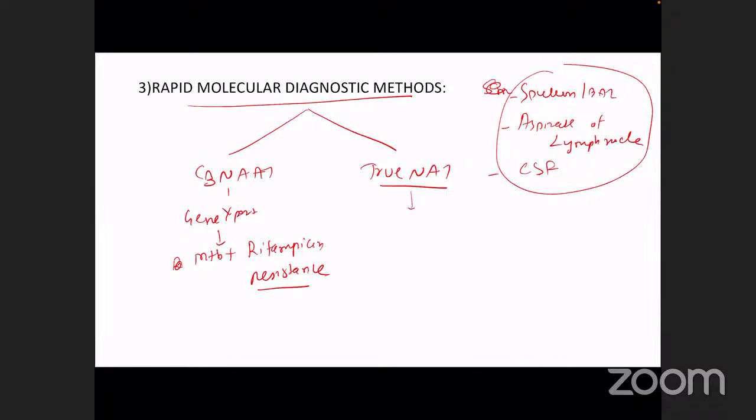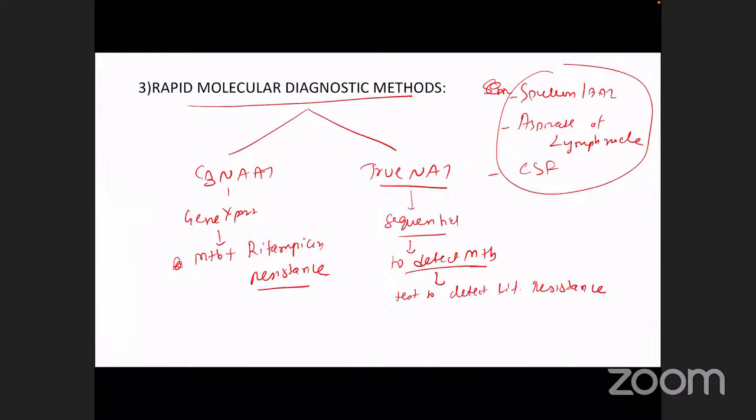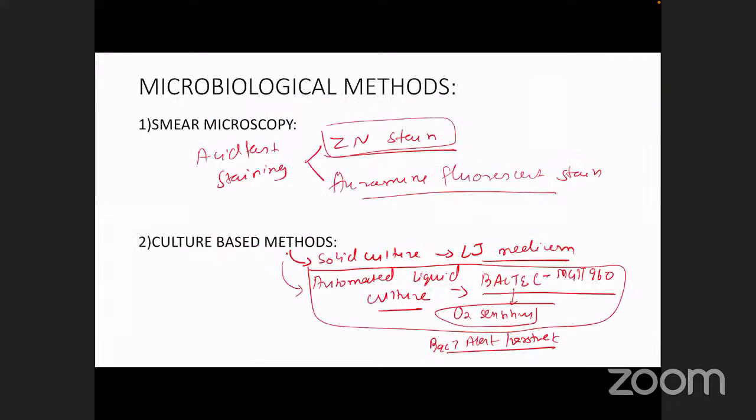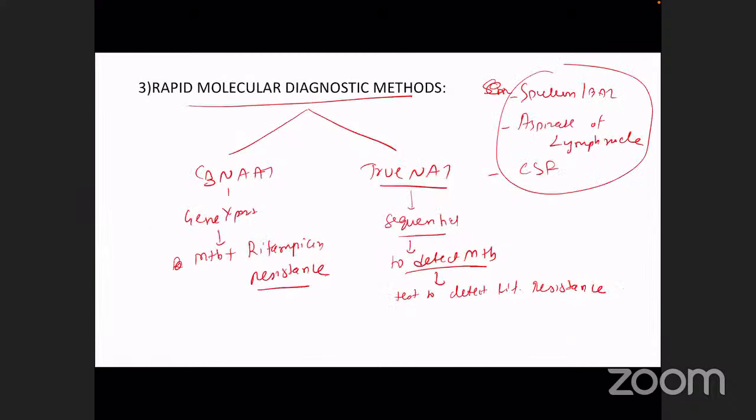And TrueNat is a sequential method. So initially you perform the first test to detect MTB, and then you perform the second test to detect rifampicin resistance. So this is the basic difference between these two. Not going into very detailed technical parts of this, and that is not required for us as clinicians. So these are the methods which we can use for diagnosis. First is smear, that is mostly ZN, then culture, mostly liquid-based methods, and the CBNAAT or TrueNat, whatever is available.